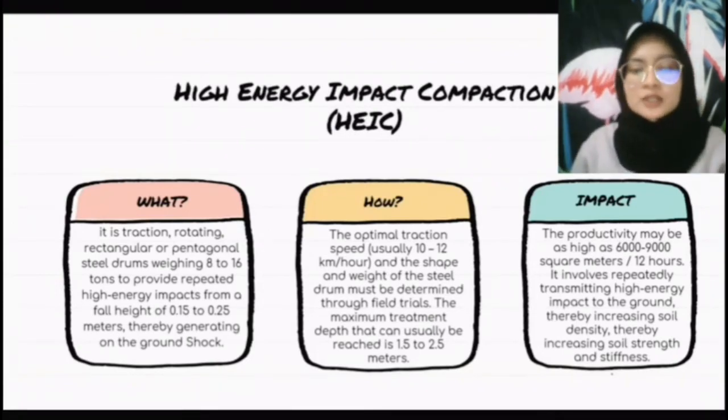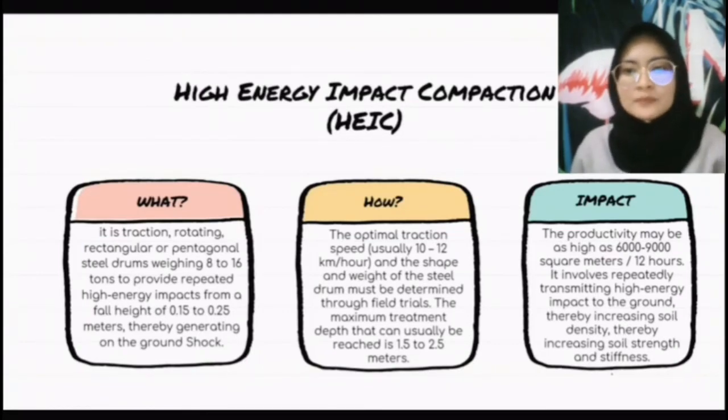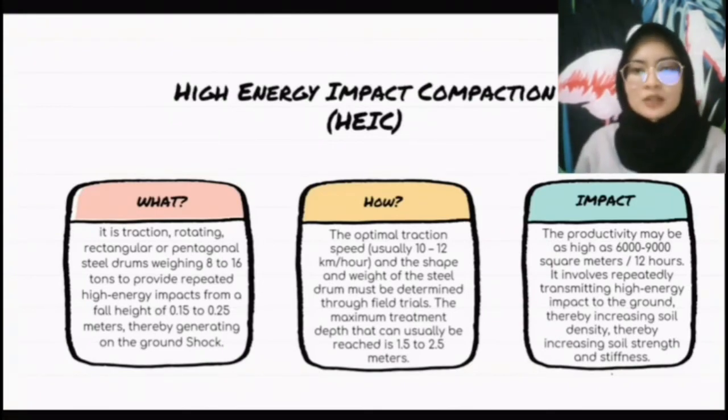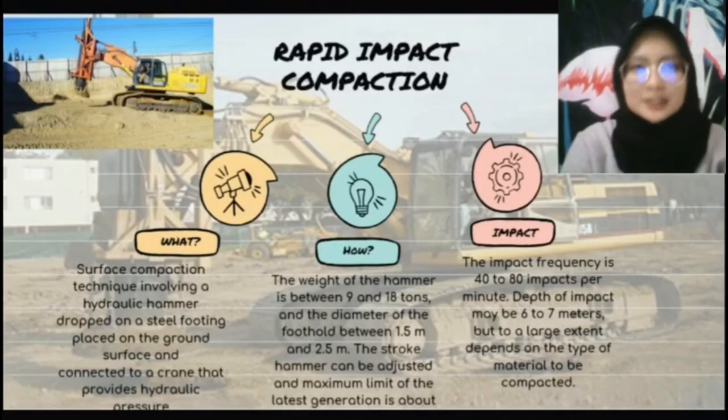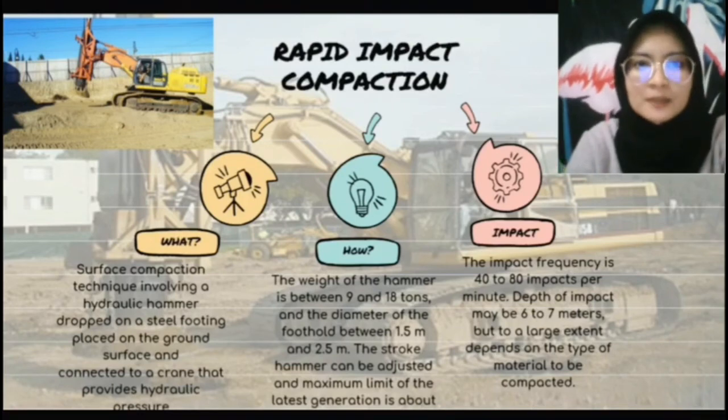What is the impact? The productivity may be as high as 6,000 to 9,000 square meter per 12 hours. It involves repeatedly transmitting high energy impact to the ground, thereby increasing soil density and increasing soil strength and stiffness. The second technology is rapid impact compaction.